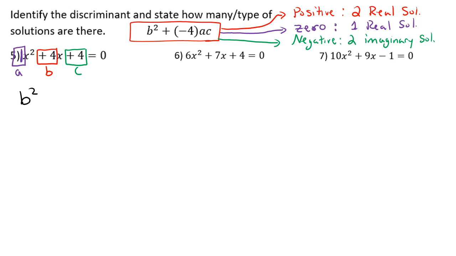So we have b squared plus negative 4ac. So we're going to have 4 squared plus negative 4 times 1 times 4. I recommend you just go ahead, you type that entire thing into your calculator. When you do that, you should get the answer of 0. And since we got the answer of 0, if we go back up to our little cheat sheet at the top, 0 means one real solution.